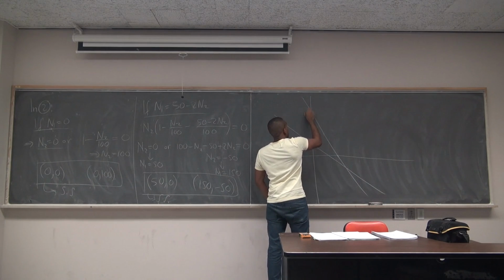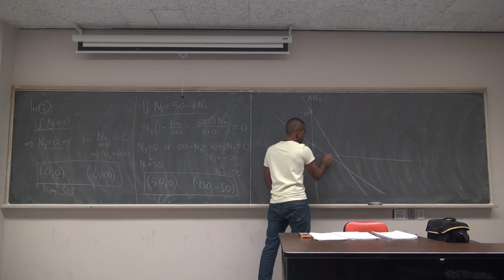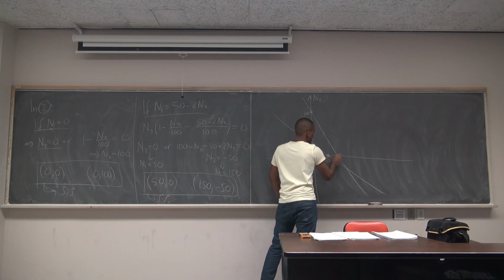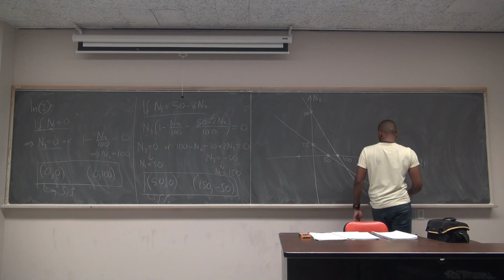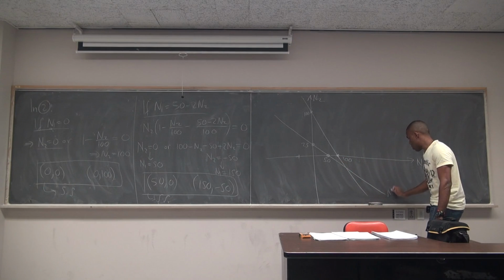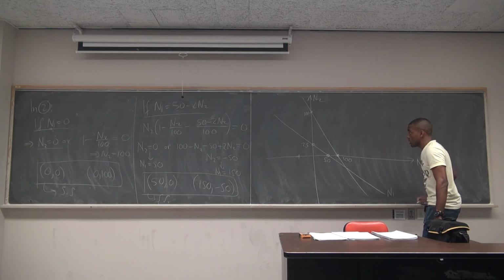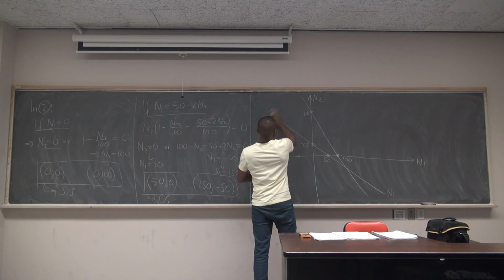This is at 100 on the N2 axis, this is at 25, this is at 50, this is at 100. On the N1 axis, the 2550 was the N1 null line, and then this one was the N2 null line. This one is the N2.